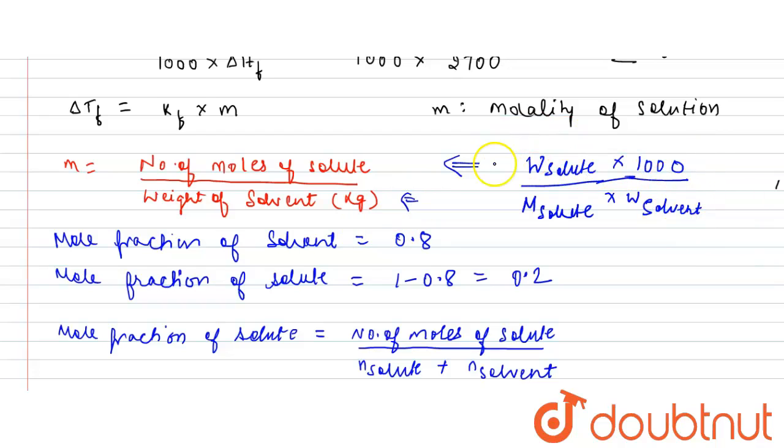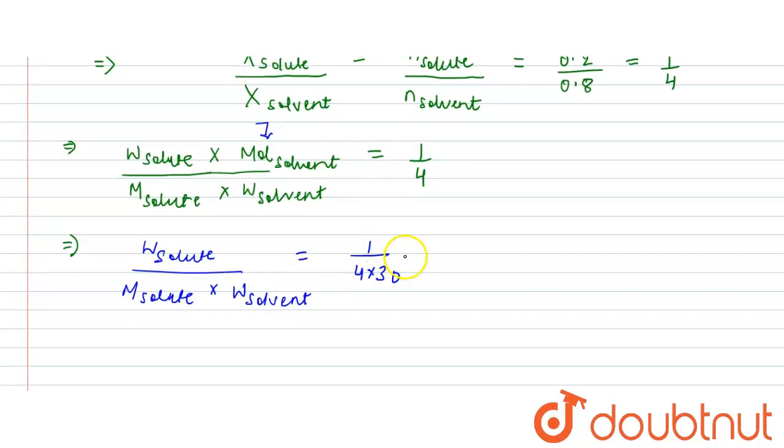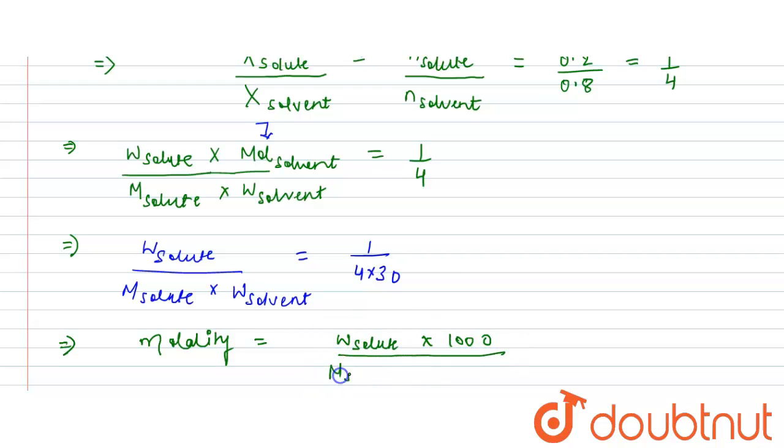Now you can see very well that we have got the value of weight of solute by molecular mass of solute into weight of solvent. This value we have just found out as 1 by 4 into 30. So molality equals weight of solute into 1000, divided by molecular mass of solute into weight of solvent in grams. So from here, 1000 divided by 4 into 30 is the molality.